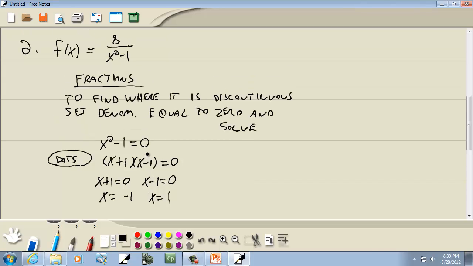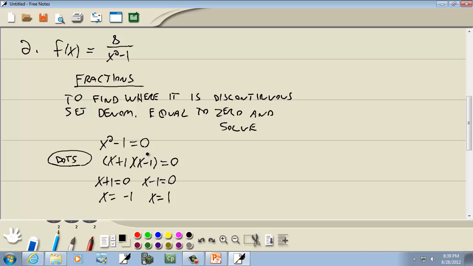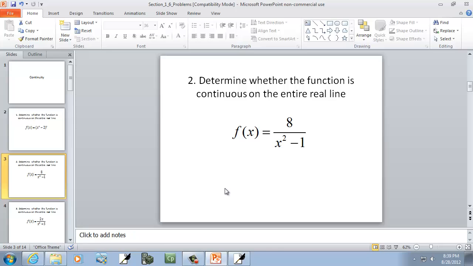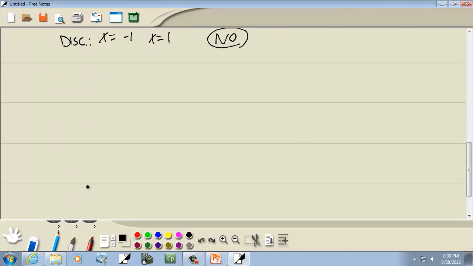So for this problem, it's asking, determine whether the function is continuous on the entire real line. Well, we just found two areas where it's discontinuous. So the answer here is no. It's not continuous on the entire real line, because we found two places where it's discontinuous. Let me write that here. These are where it's discontinuous. Let's look at another problem.